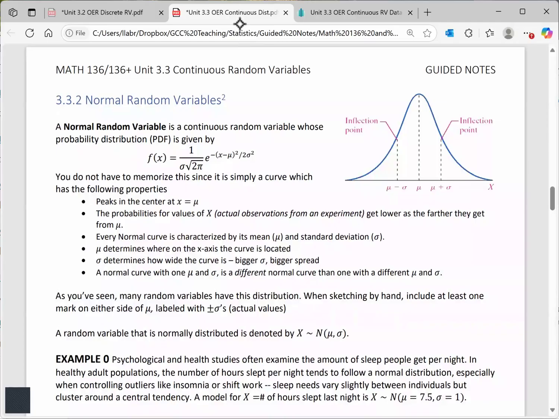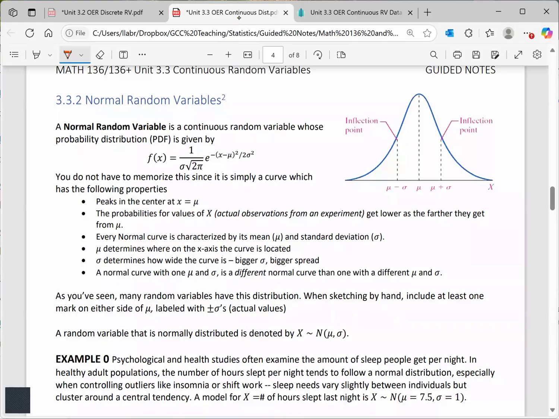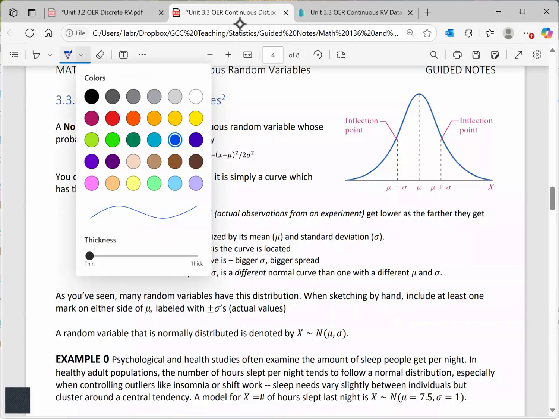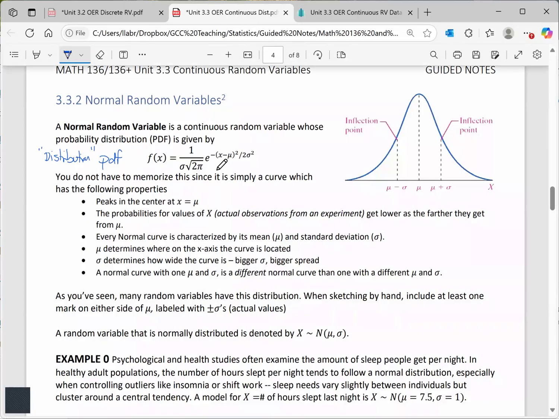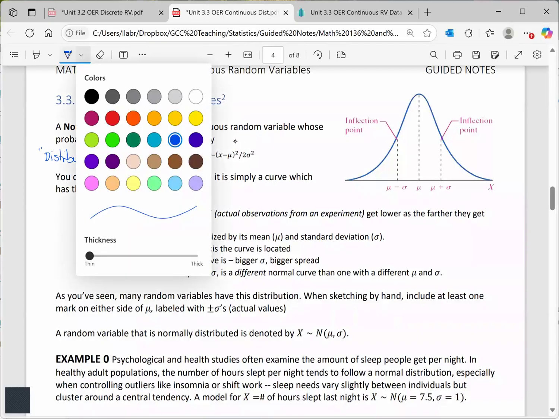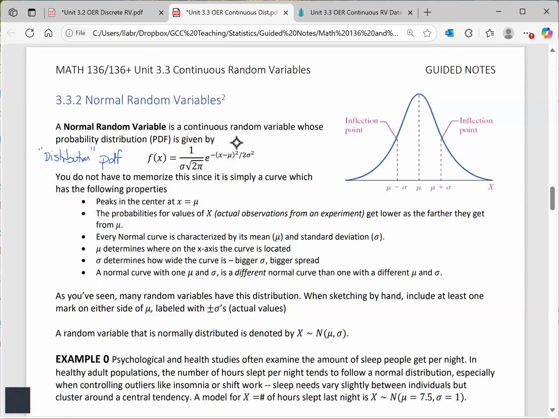It turns out that the PDF for the normal distribution has this formula. And remember that when you see the word PDF, just think of distribution or description of the behavior. And you don't really need to worry about this because same as before, we're going to be using technology to work with this PDF.